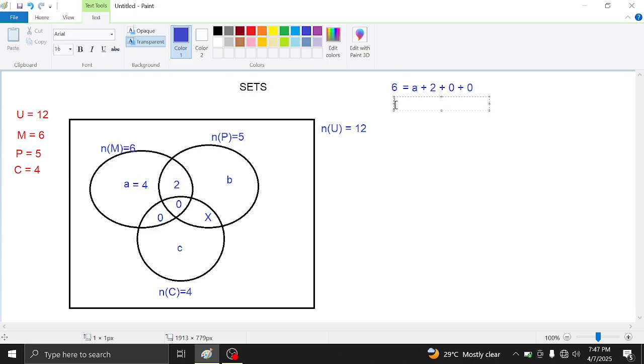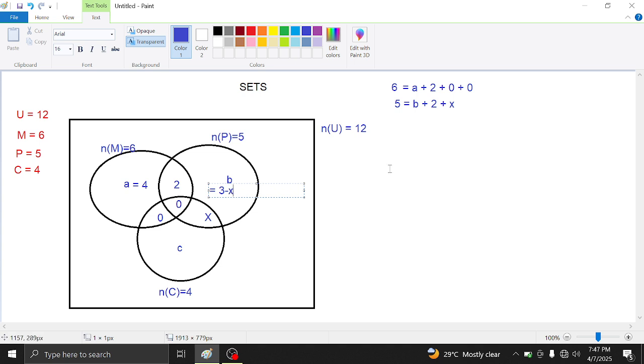Now on to 5. You said everything here must sum up to 5. So 5 gives B plus 2 plus X. Okay, so B will be equal to 3 minus X. So let me put that one here. B is equal to 3 minus X.